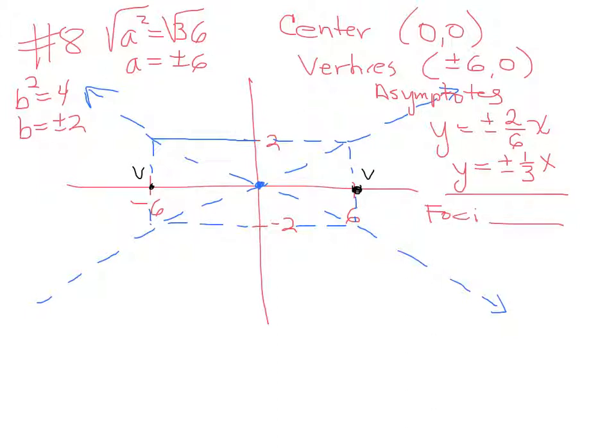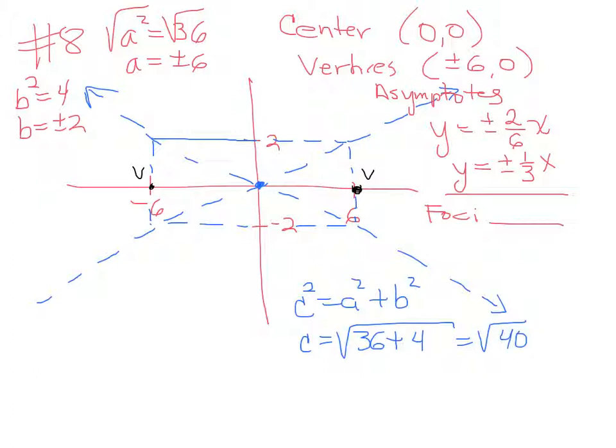The foci, you need to find the C, and the equation for the foci is c squared equals a squared plus b squared. So C is the square root of the sum of those two numbers, which is 36, that's a squared, and 4. So it's the square root of 40. Now, this is where you need to be careful. You need to simplify it, right? Square root of 40 is the same thing as the square root of 4 times the square root of 10, and that is 2 square root of 10.